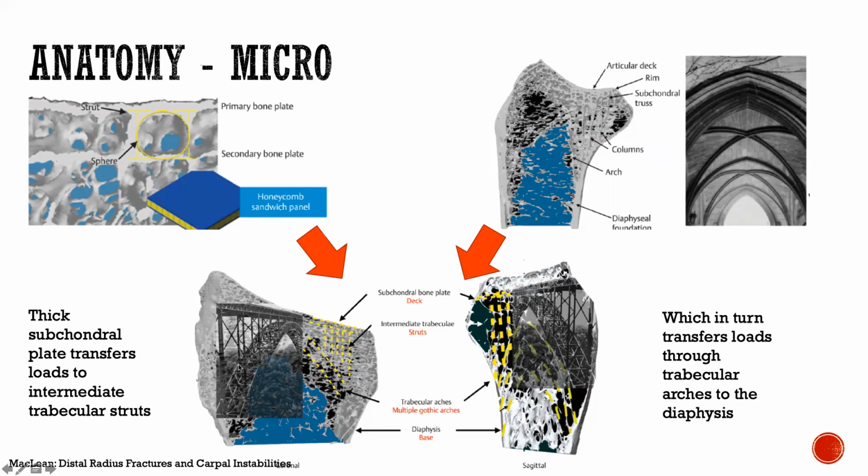We have these trabecular struts, which are basically the equivalent of these vertical oriented beams on a bridge, and that's transmitting the load to these arches. And the arches bring the loads out to the cortices, which bears the majority of the weight. So if you look at this, the analogy is kind of like having a bridge.